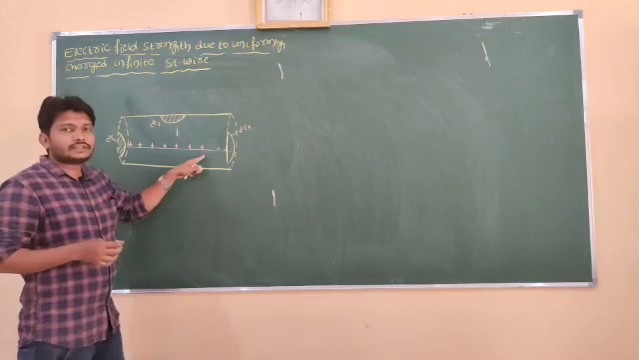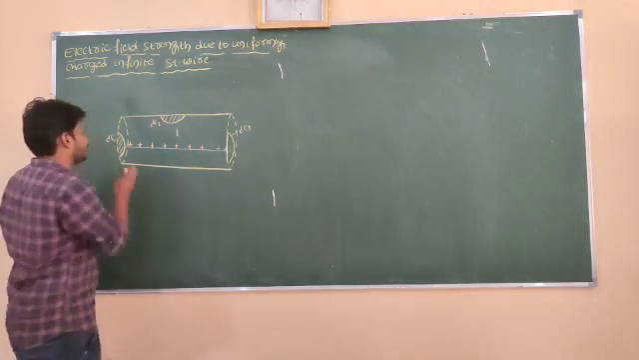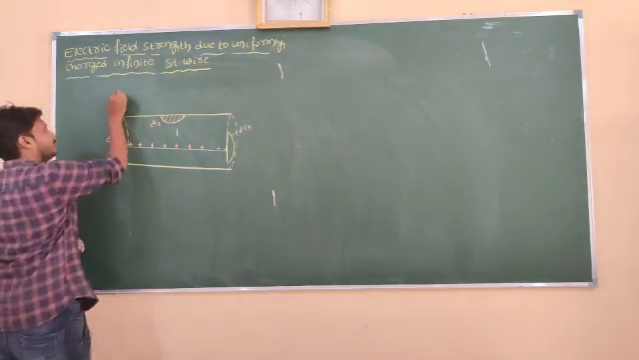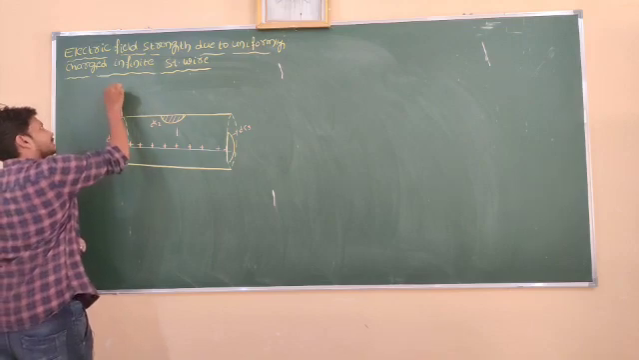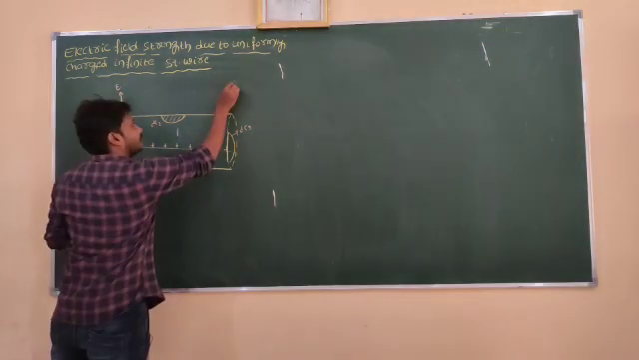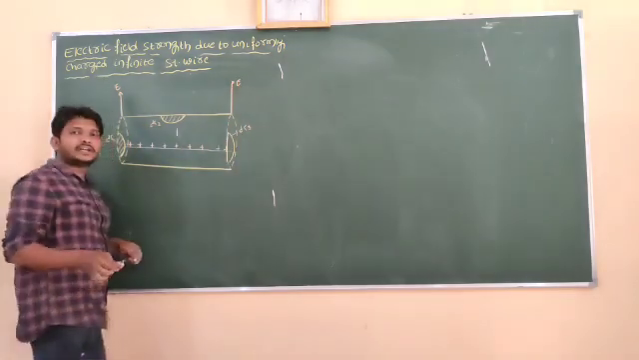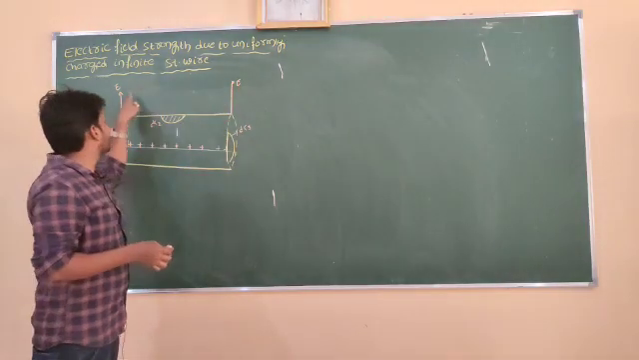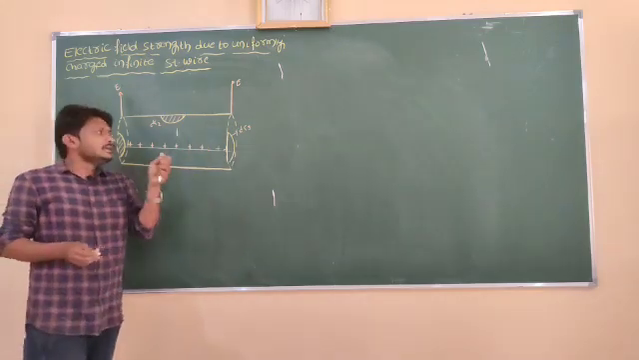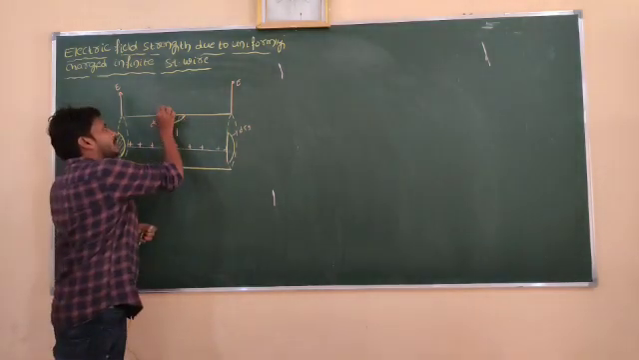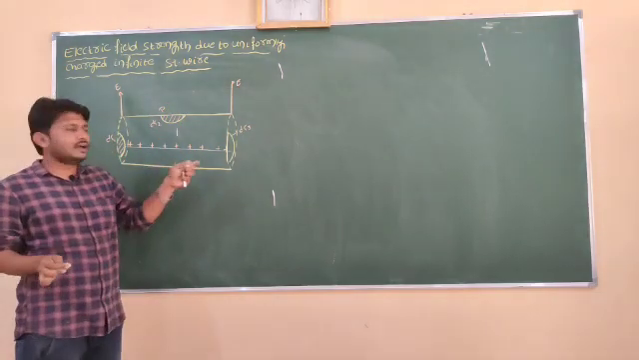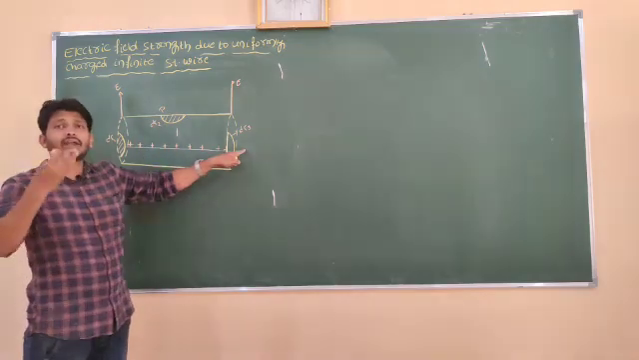For the positive charge, what is the direction of electric field lines? For the positive charge, the electric field lines are in the outward direction. So this is the direction of the electric field lines. Let P be a point of observation, and in these three regions I will calculate the electric field strength.